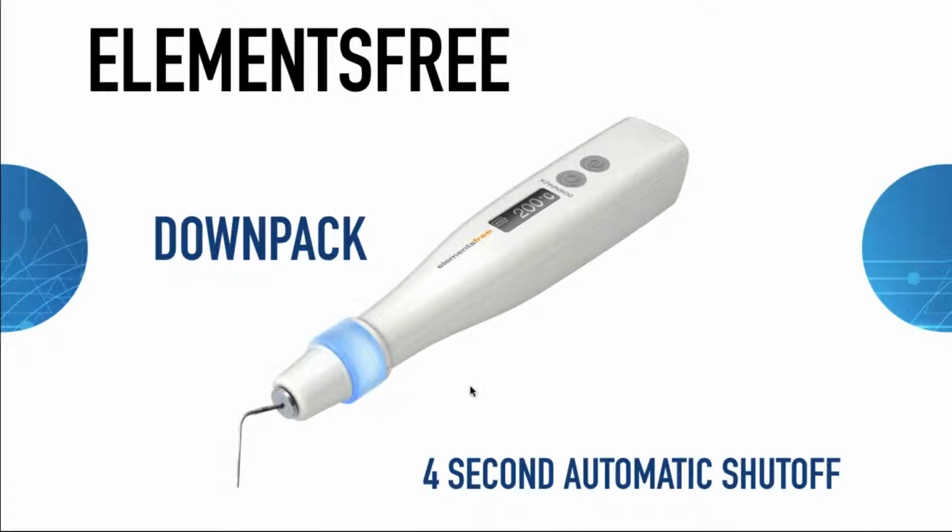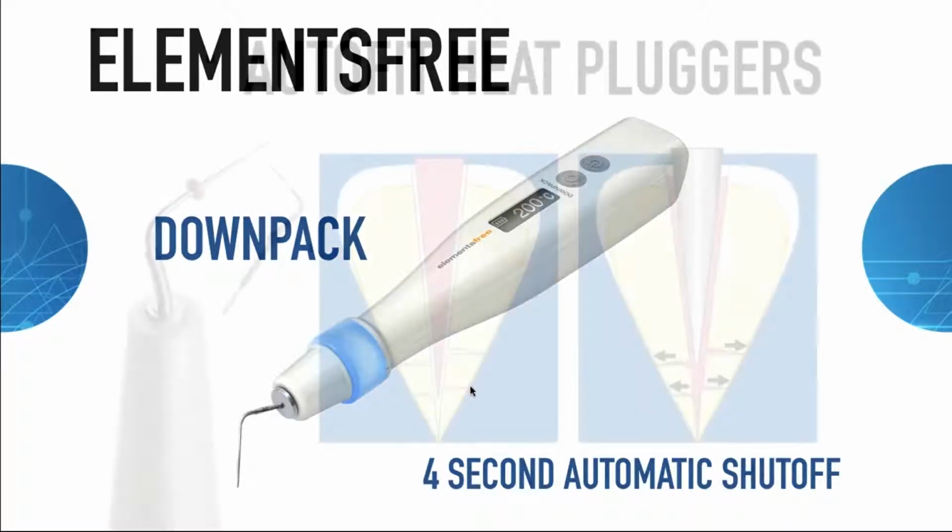You can adjust the heat to 150, 180, and 200 degrees Celsius. And I keep it at about 200 degrees Celsius all the time. And it only really should take a few seconds for your downpack.